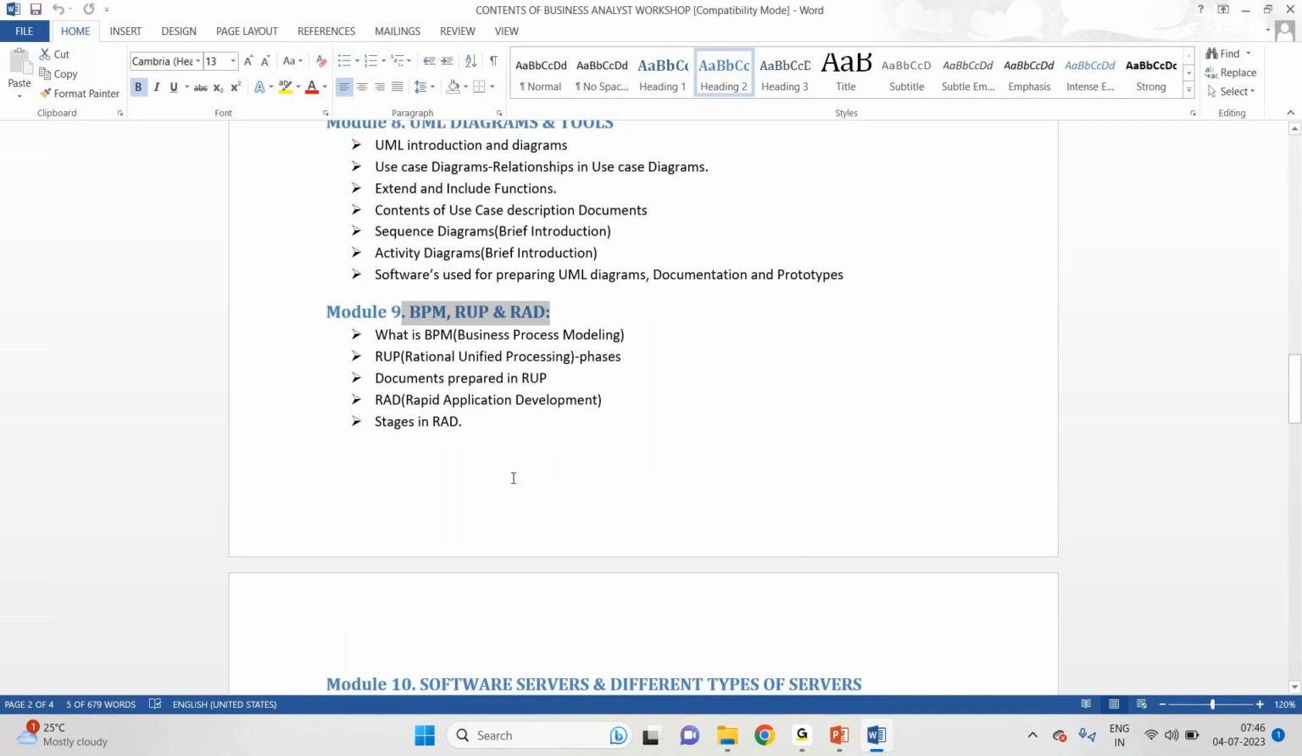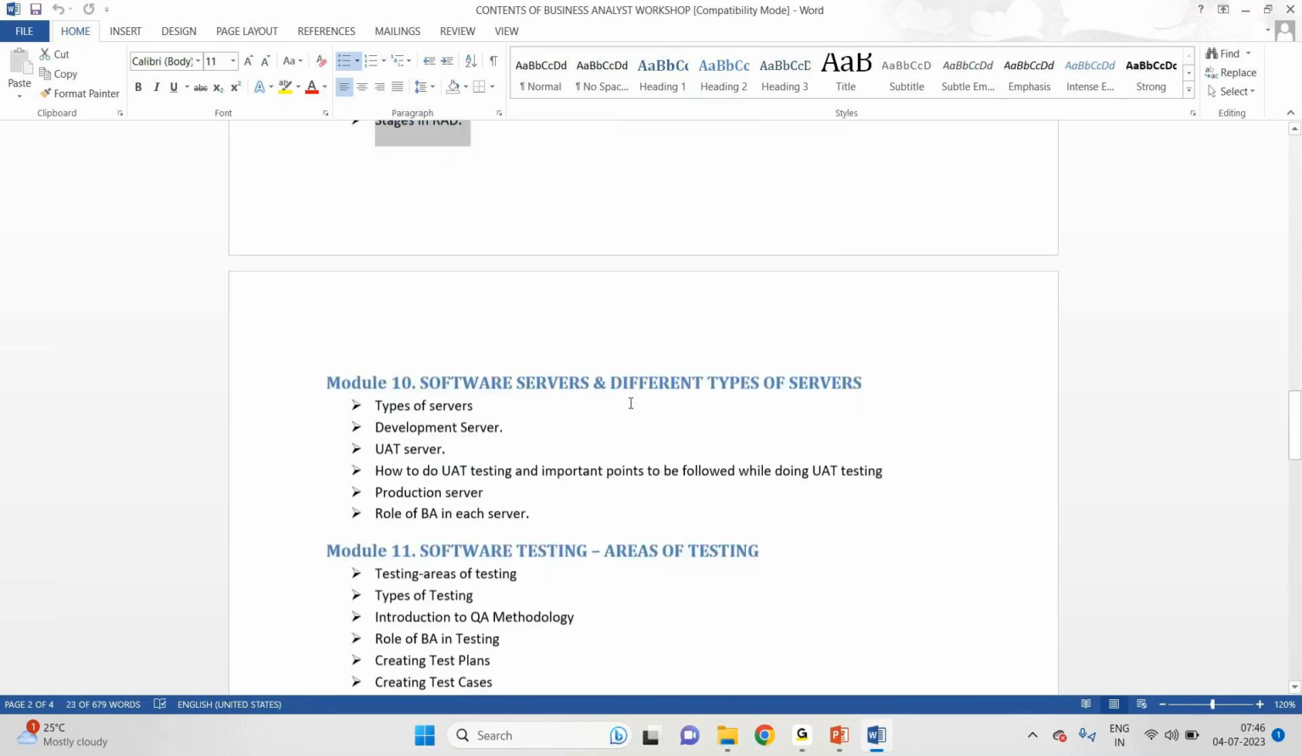Then module number 9 is all about BPM, RUP, and RAD. So here I will be explaining what is BPM, that is nothing but business process modeling, and what is RUP, that is nothing but rational unified process, and what are the different phases, and what are the documents prepared in RUP, and what is RAD, rapid application development, and what are the stages in RAD.